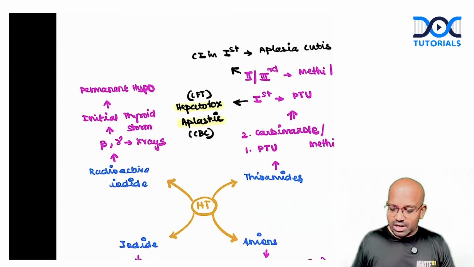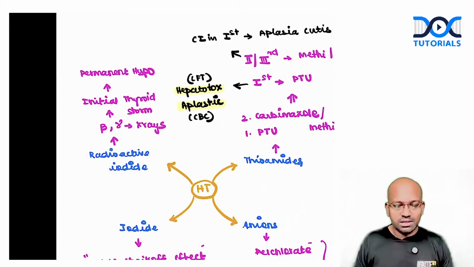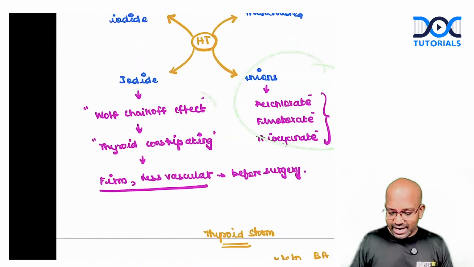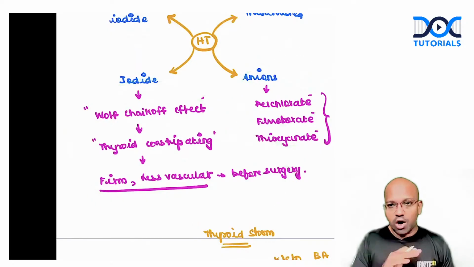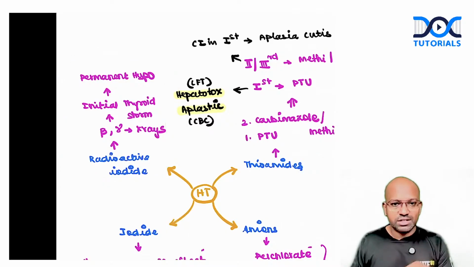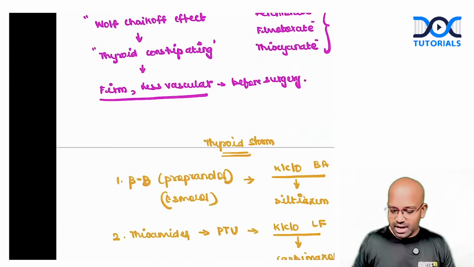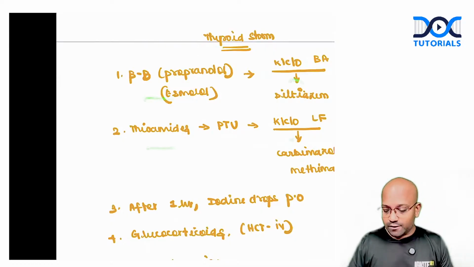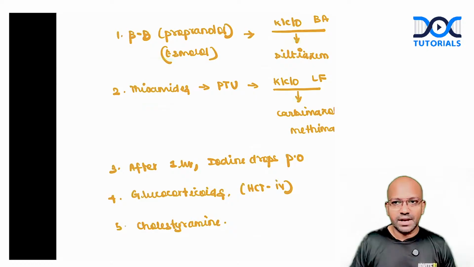Then we explained that mind map regarding all the drugs used for hyperthyroidism. Thioamides and their classical features, we explained with a single lady who is pregnant from first trimester towards second or third trimester. Anions, what is their mechanism? And iodides, as we have told, Wolff-Chaikoff effect. And radioactive iodide, how it produces initial thyroid storm followed by permanent hypothyroidism. And the last one, how to treat a patient with thyroid storm and what are the different drugs of choice for individual conditions. With this, we complete the drugs used for hyperthyroidism.